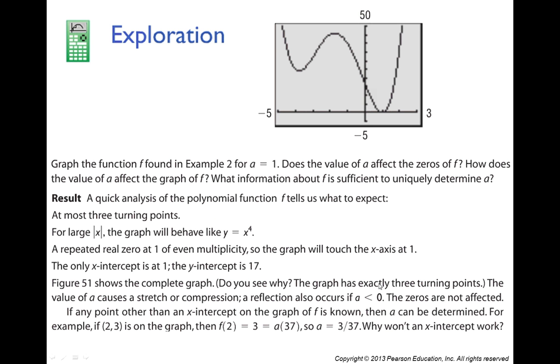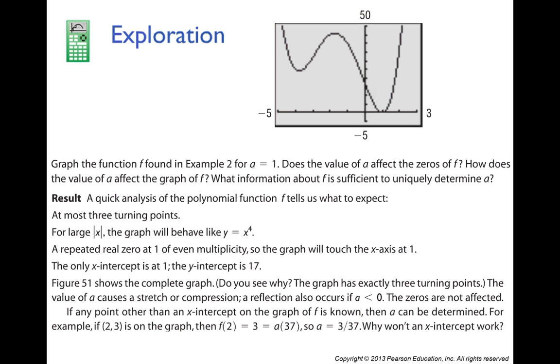All right, so when you're at home, do this on your graphing calculator. Graph the function f from our example 2, and let a equal 1. Does the value of a affect the zeros of f? How does the value of a affect the graph of f? What information about f is sufficient to uniquely determine a?